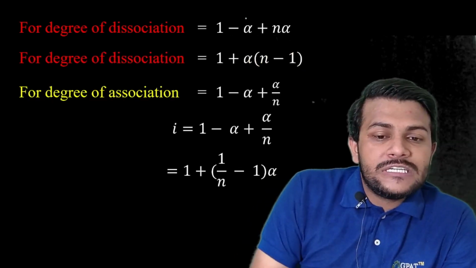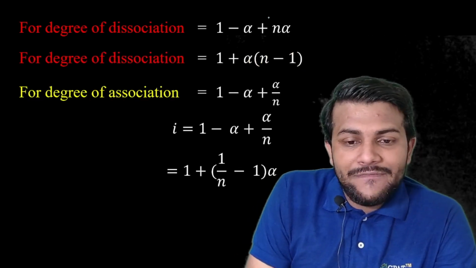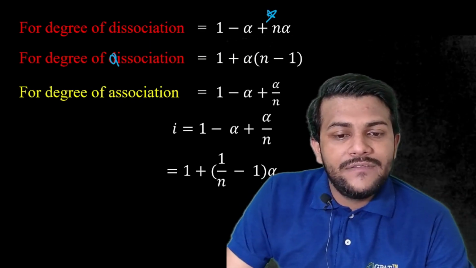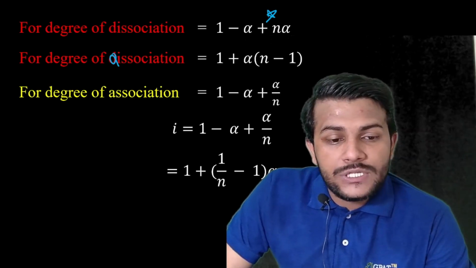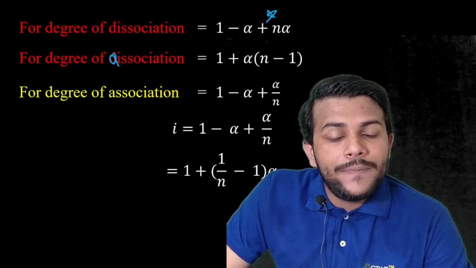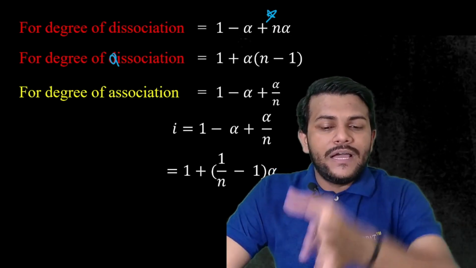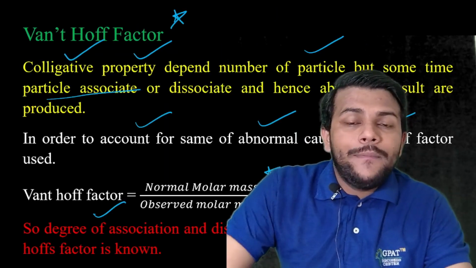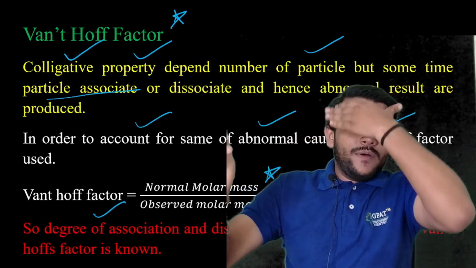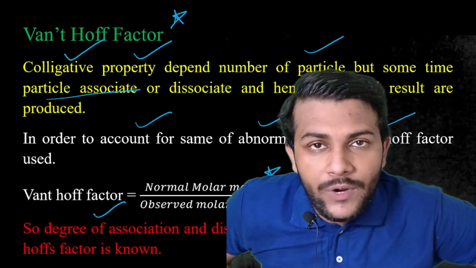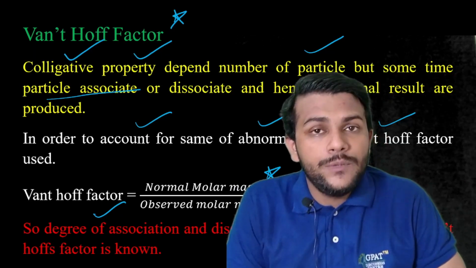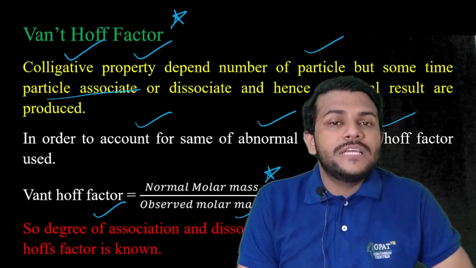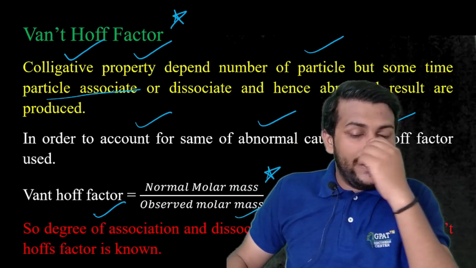For dissociation, we can write i equals 1 minus alpha plus n alpha. For association, we can write 1 plus alpha times (1/n minus 1), and then again we can classify for the nf. So this is your concept of colligative properties, in which we discussed the 4 colligative properties: depression in freezing point, elevation in boiling point, relative lowering of vapor pressure, and osmotic pressure. We have just finished the MCQ part, and then a miscellaneous concept, the Van 't Hoff factor.